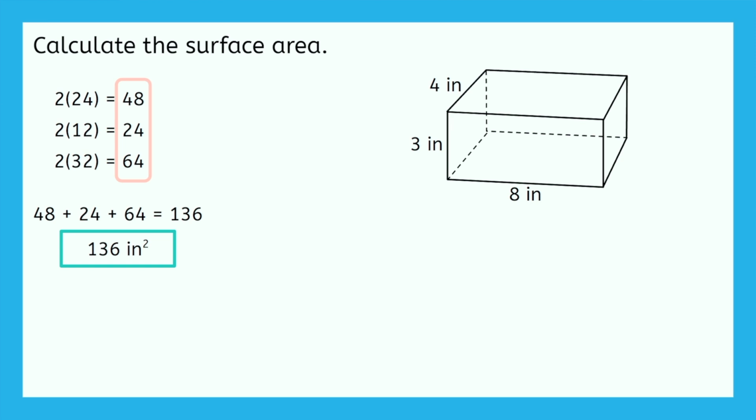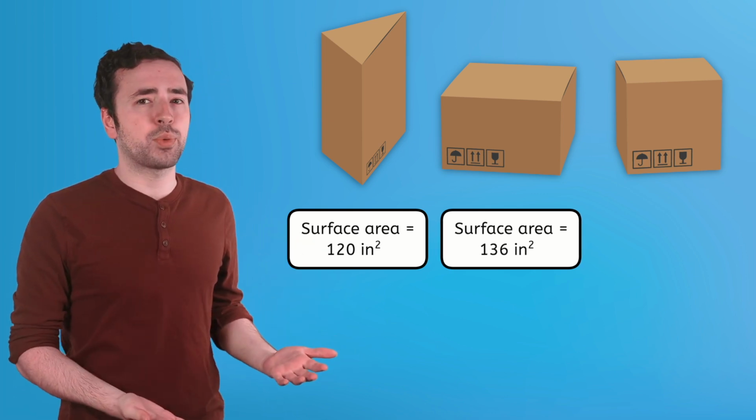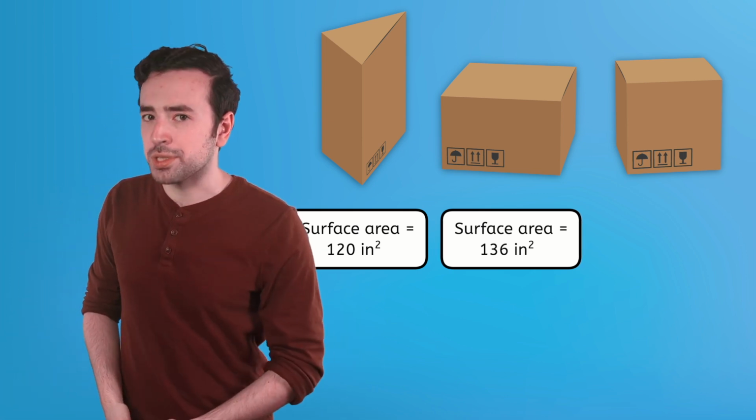Now remember, although we were able to work with 2 faces at a time here, if you prefer to calculate each one separately, just like we did with the triangular prism earlier, that's totally fine too. Great, we know the surface area of this rectangular prism. We've only got one more option to calculate.